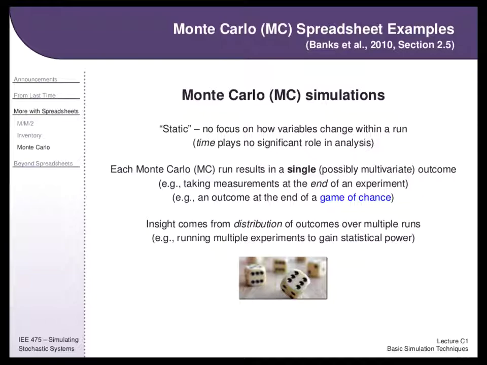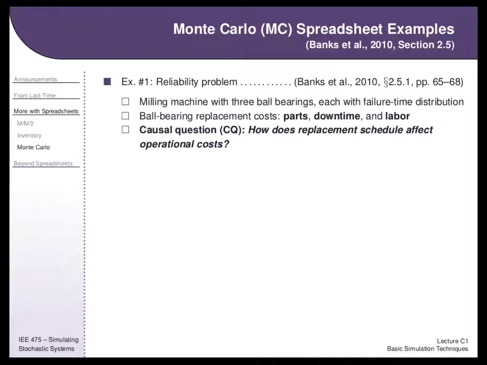So the types of problems you can solve with these, the first problem from the book they go into is these reliability problems. And I think this is a really interesting problem. So you've got a machine with three ball bearings. And this, again, could be modeled. We have the same sort of problem where a building has 100 fluorescent lights, and you want to decide when to replace those fluorescent lights.